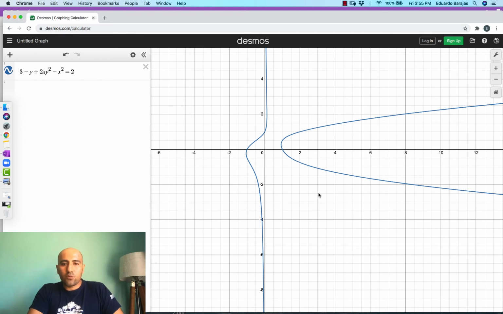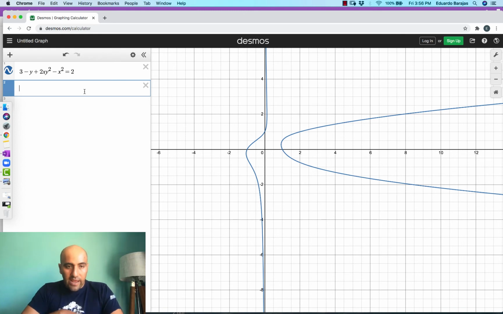Okay, so this is what our graph looks like. Very interesting, weird looking function, right? We can understand why it is difficult to think of this as solving for y. This isn't really a function. It doesn't pass the vertical line test. But we're able to get by that anyway by using our implicit differentiation.